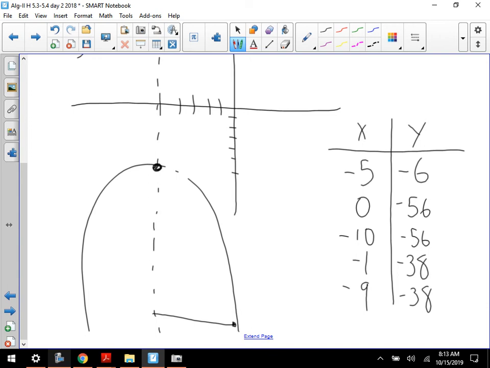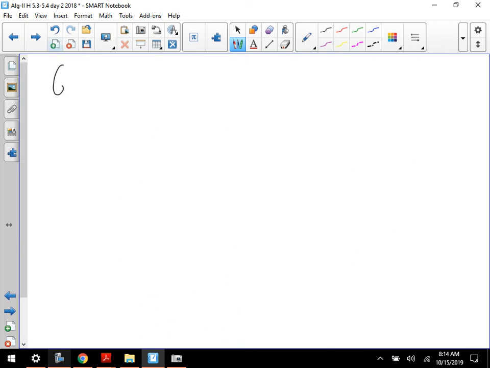You want to do an intercept form or vertex form? Intercept? All right. So let's look at 6. We're going to do an intercept form.